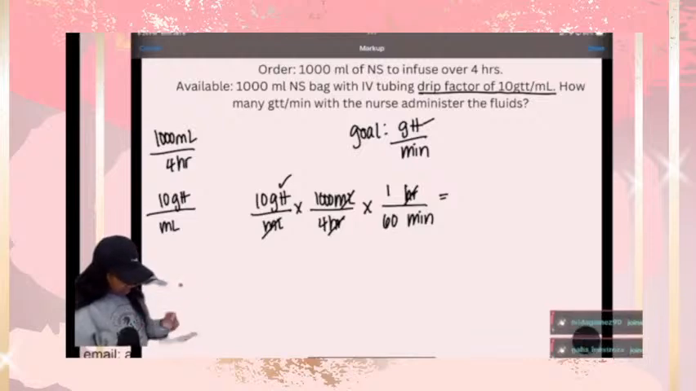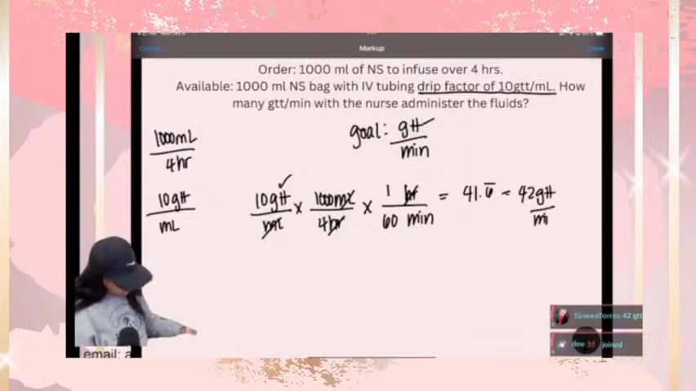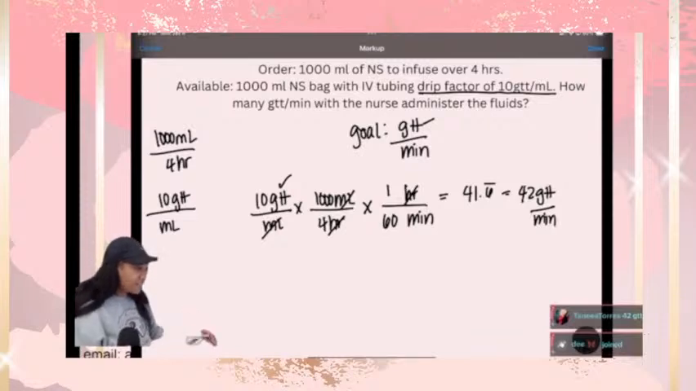So 10 times 1,000 divided by 4 divided by 60. I got 41.6 repeating. So the 0.6 is over 0.5, so we'll round it up to 42 drops per minute. And y'all got 42, not 33.